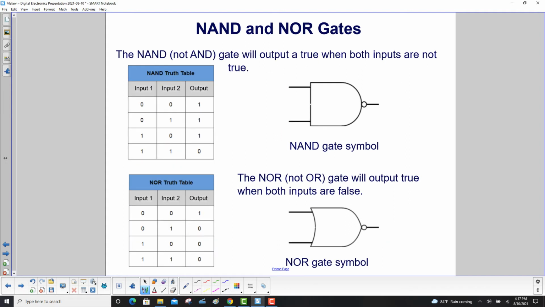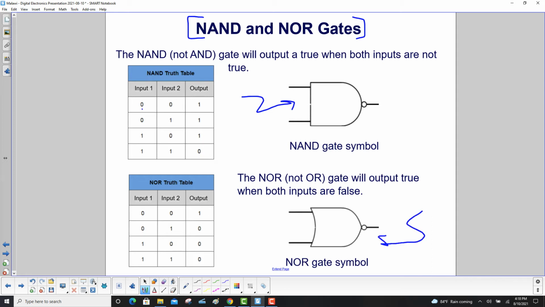Now we have 2 negative gates here, the NAND and the NOR gates. The NAND, which is short for not AND gate, will output a true when both inputs are not true, or false. Here's the symbol for the NAND gate. Then the NOR gate, which is not OR, will output true when both inputs are false. And that's its symbol right here.